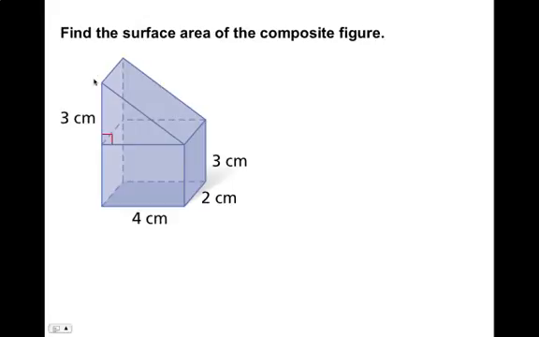So let's look at composite figures. Just like with perimeter and area, we could find the total perimeter and total area of two or more figures put together. We can do the same thing for surface area. So we need to look at what we have, and here we have a triangular prism plus a rectangular prism.